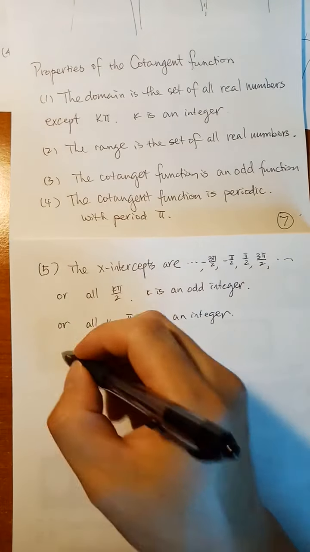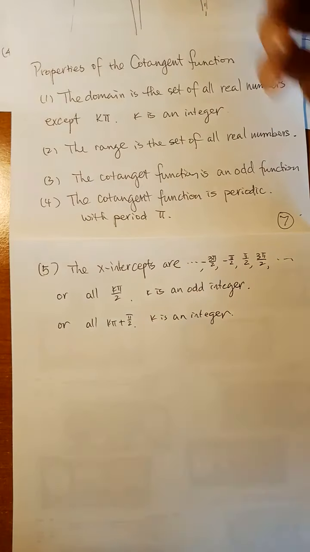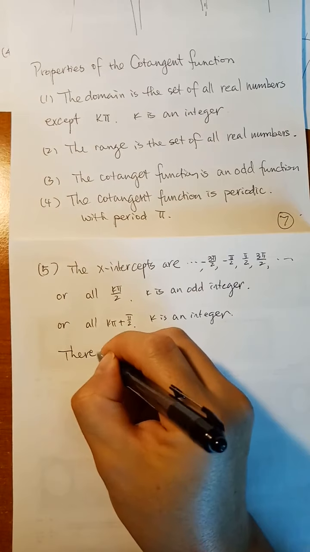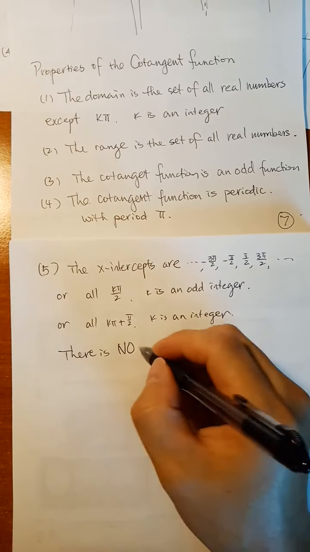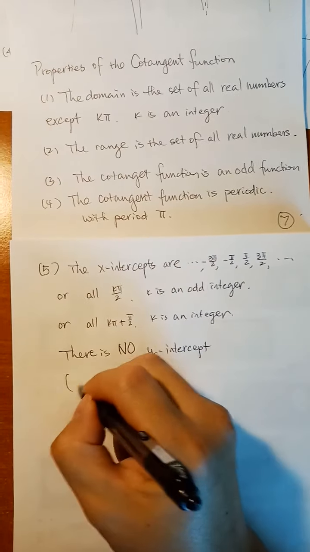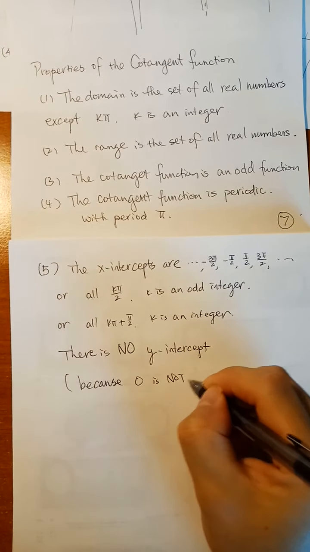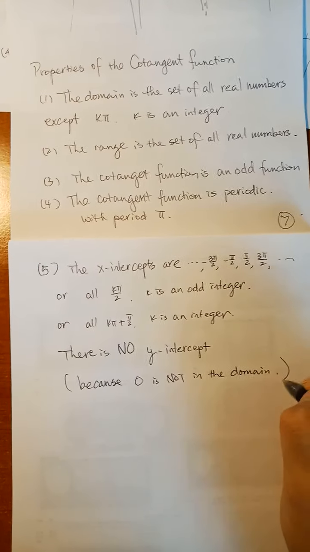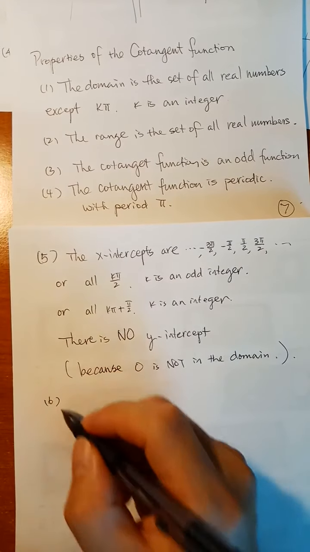So the x-intercept and y-intercept, there's no y-intercept because 0 is not in the domain. There's no y-intercept because 0 is not in the domain. Okay, so no y-intercept. And 6, asymptote.